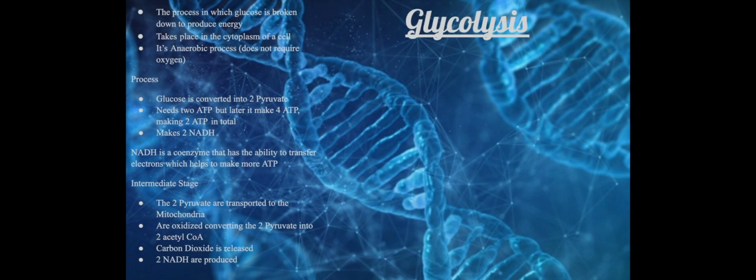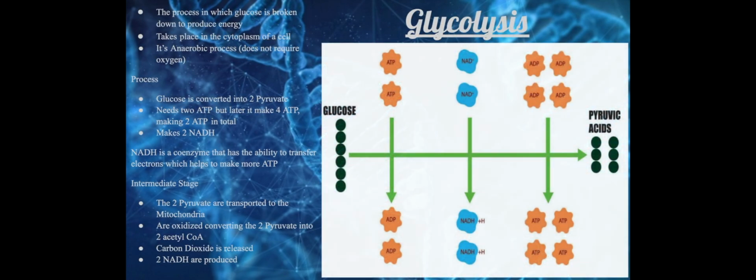Now, glycolysis is where the glucose is broken down to produce energy. Now, it all takes place in the cytoplasm of a cell. It is an anaerobic process, so it actually doesn't require oxygen. And in the process of glycolysis, glucose is converted into 2 pyruvic acids, or 2 pyruvate.